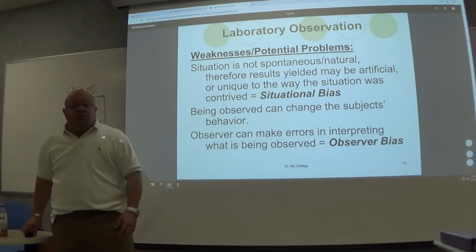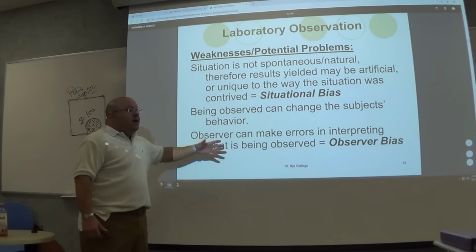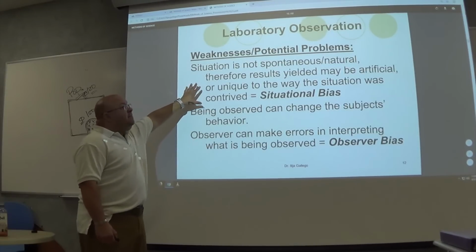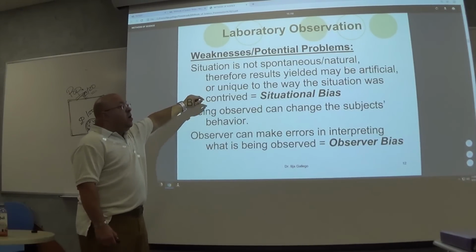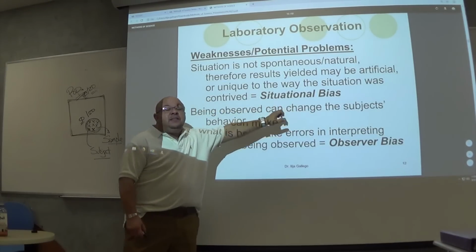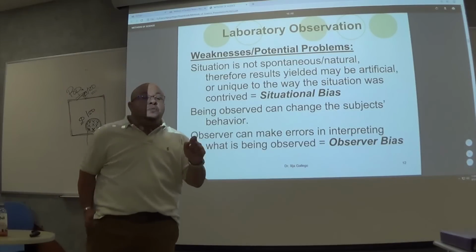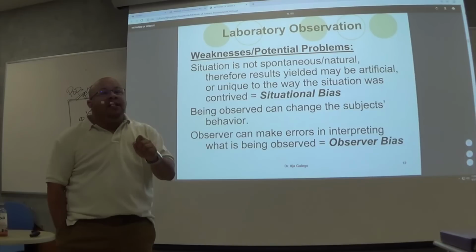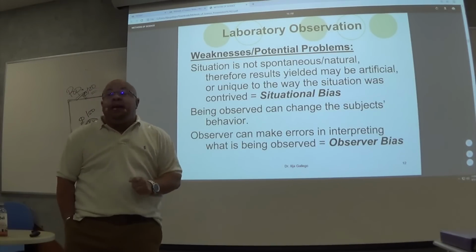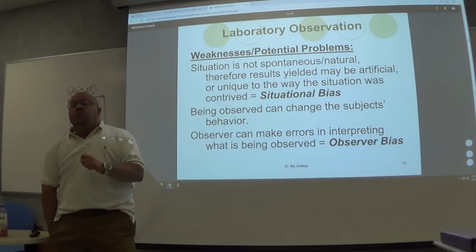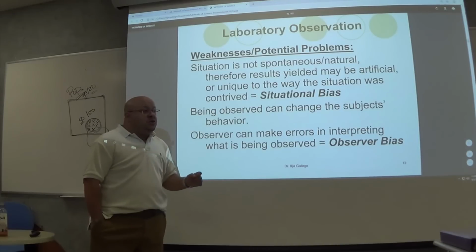Okay? So naturalistic observation, observer bias can be a problem in naturalistic and lab. And now we have this new kind of problem called situational bias. So bias means error, and this is an error that occurs in your results. And it occurs because of the way you set the situation up. In other words, if you would have set the situation up differently, you would not have come to that conclusion.